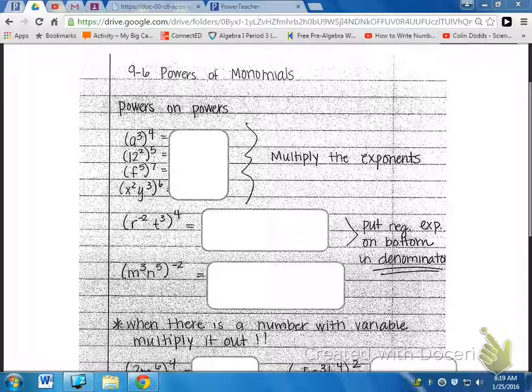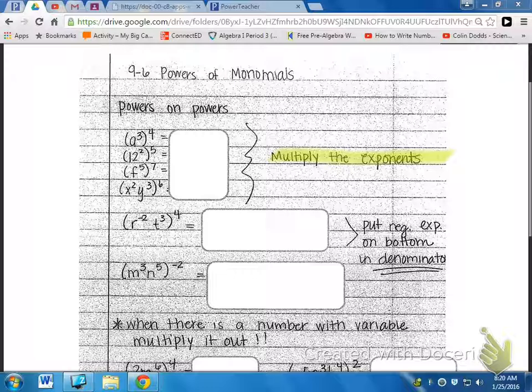Lesson 9.6, Powers of Monomials. So monomials are one-term polynomials. It's something that we have dealt with all year long. When you have powers on powers, that means an exponent on top of an exponent, you multiply the exponents together, and that's how you get the correct answer.